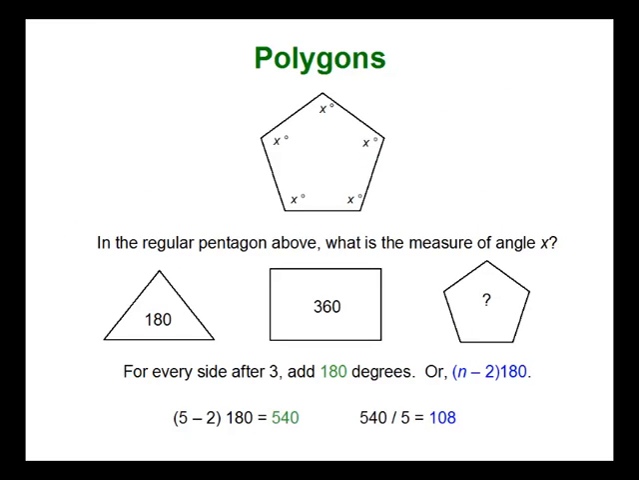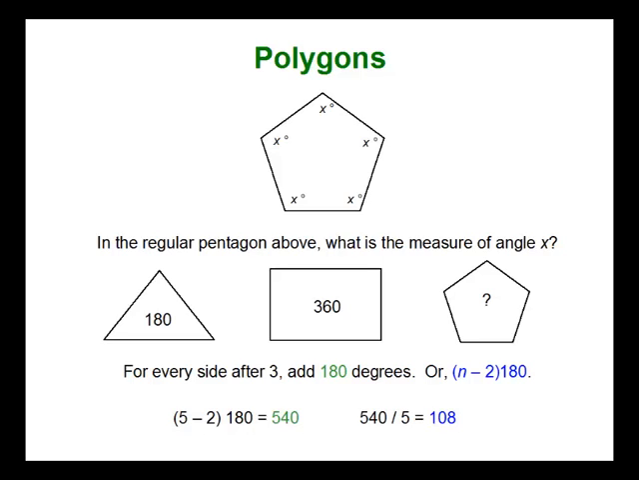So polygons: any multi-sided figure with 3 or more sides is a polygon. And of course, some of them have their own special names, right? Triangle is the 3-sided polygon. Rectangles, squares, parallelograms, trapezoids, those are 4-sided polygons. They have other descriptive qualities that we're not going to get into right here, but they are polygons.